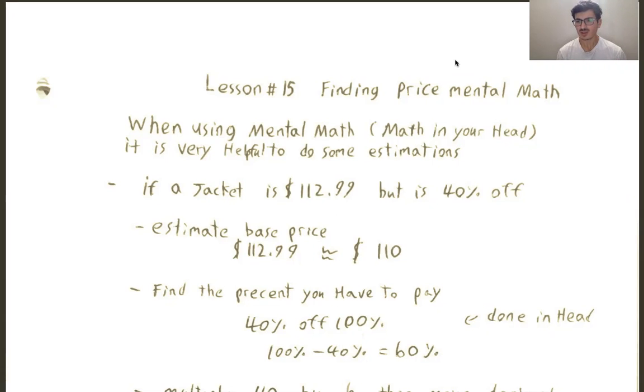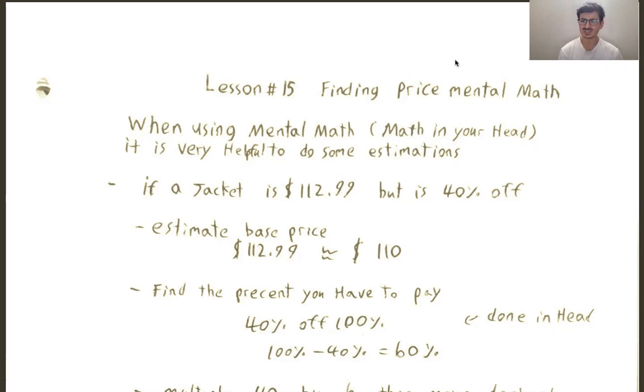Last class we looked at finding the price of an object that's on sale or with taxes, but today we'll look at how to do this quickly in the store. When you're finding prices using mental math, a lot of the time you've got to do some estimation. Let's say you have a jacket that's regularly priced at $112.99, but it's 40% off. You want to figure out how much you're going to have to pay for this.